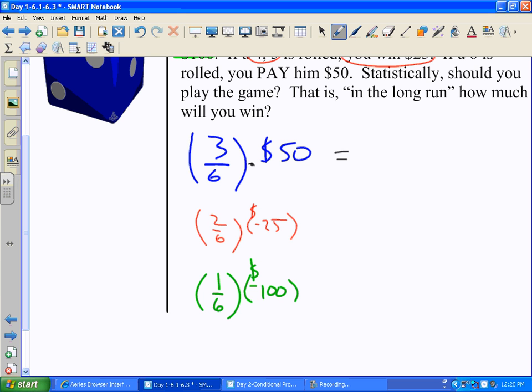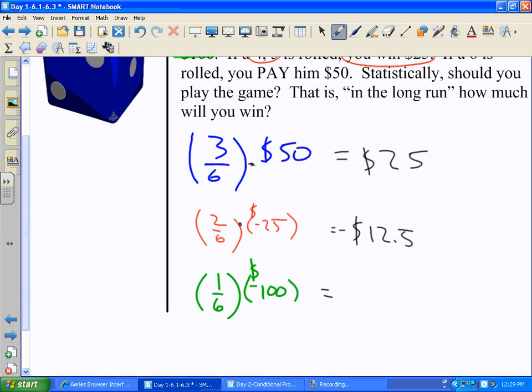3/6 of the time at $50. Half of 50 comes out to be $25. I'm going to multiply these two together. What's 1/3 of 25? Negative 50 over 6. What is it? 5.5? 12.5? Negative, right? Negative 12.5.